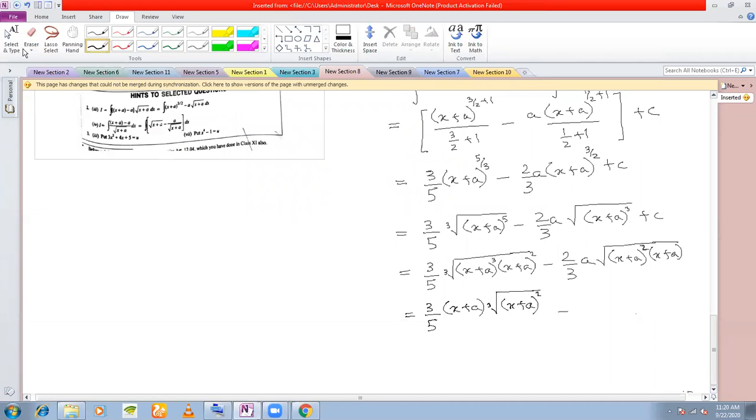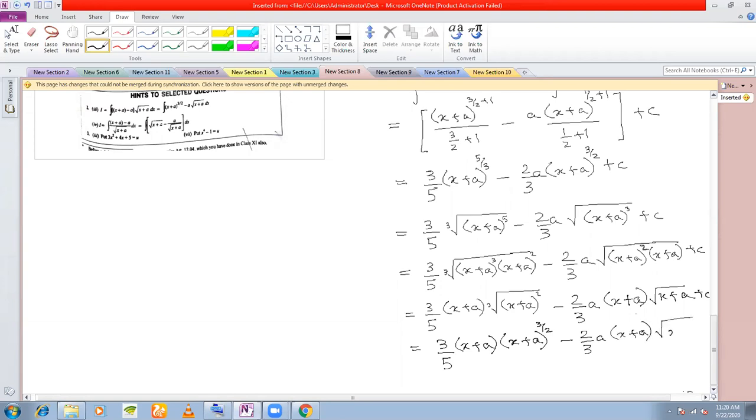Minus 2/3 a. The root of x plus a whole square is x plus a into root x plus a, right? You can further write this as, and plus c, you give the constant of integration on all these. Okay, and finally you have x plus a, and cube root of x plus a whole square is x plus a to the power of 3 by 2, minus 2/3 a x plus a into root x plus a.